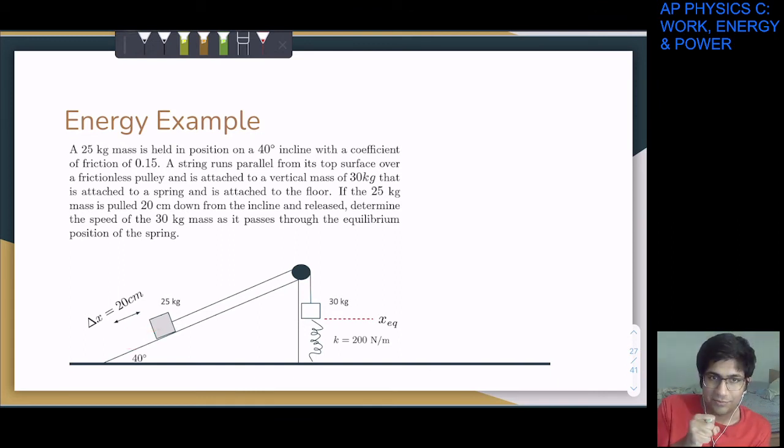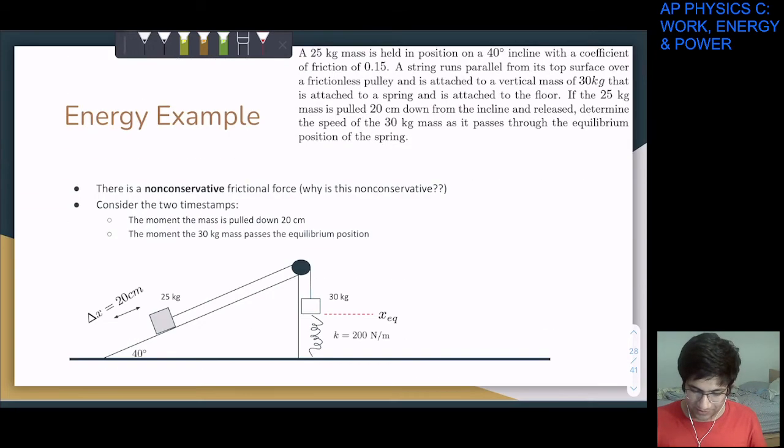Okay, so I pull it, release it, and we want the speed of this mass over here as it passes through the equilibrium position of the spring. So basically pulling the bottom box, and we want the speed of the other box when it's at a certain point, and that certain point is the equilibrium position. A lot of things at play here. Let's take a look at what we can do.